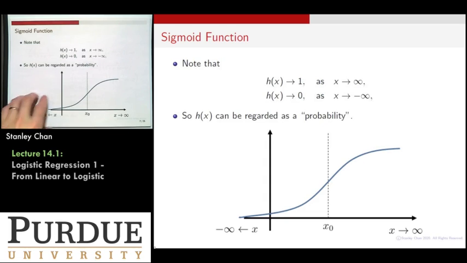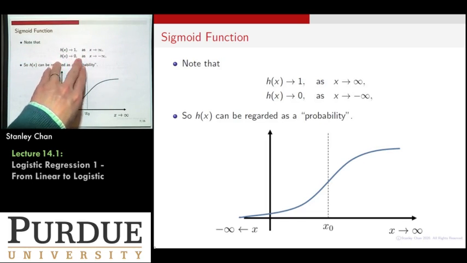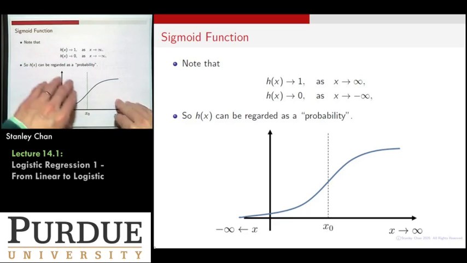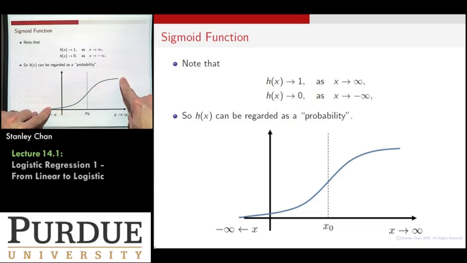Okay, so this slide is just a summary of what we have discussed. When x goes to plus infinity, then h goes to 1. When x goes to minus infinity, then h goes to 0. And then that is the curve. If you can recall your probability course, you realize that this function is monotonically increasing. The lowest point is 0, and the highest point is 1.